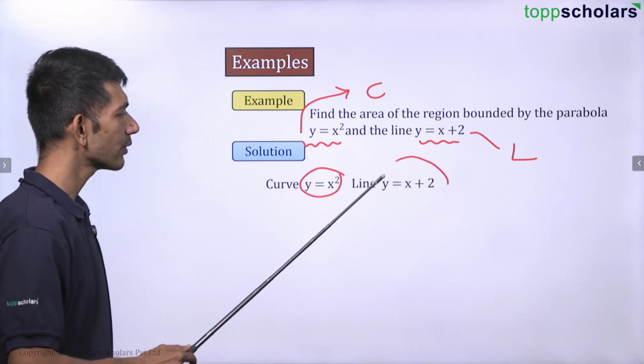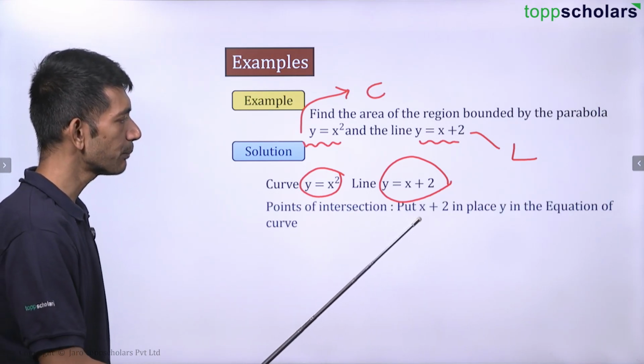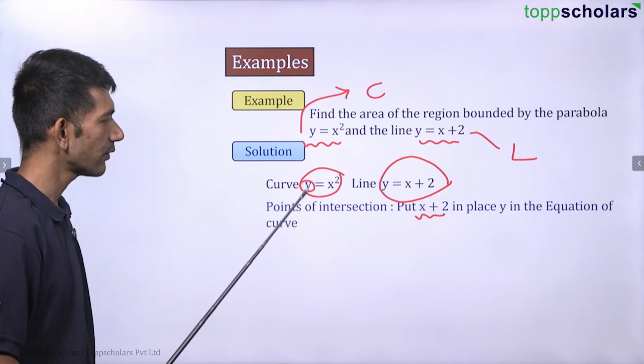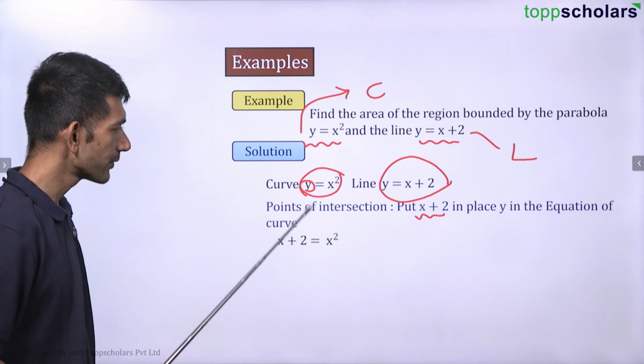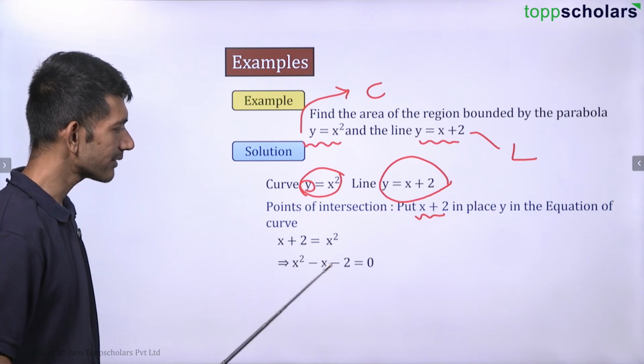The line is y is equal to x plus 2. Now let us talk about the points of intersection. If we put x plus 2 in place of y in the equation of the curve, we'll get x plus 2 is equal to x square. So x square minus x minus 2 is equal to 0.